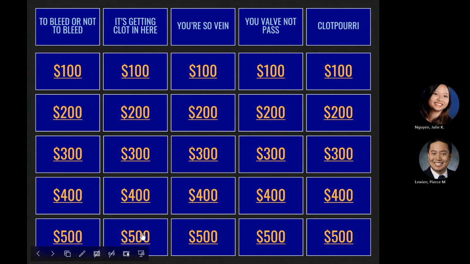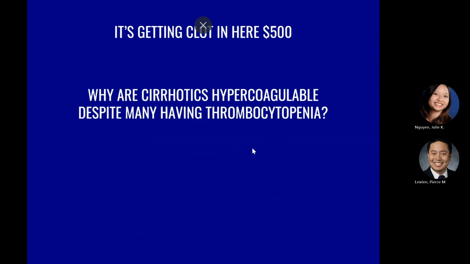Okay, going for 500. These are hard. Why are cirrhotics hypercoagulable despite many having thrombocytopenia?